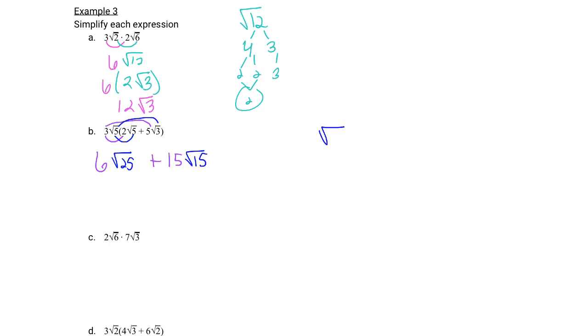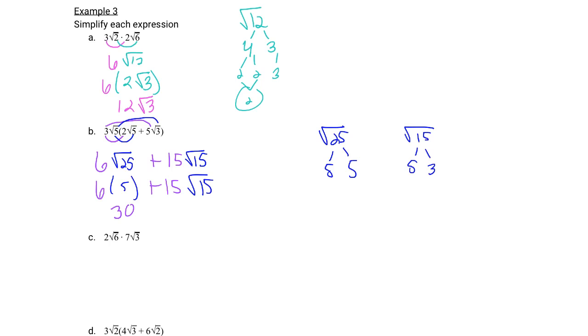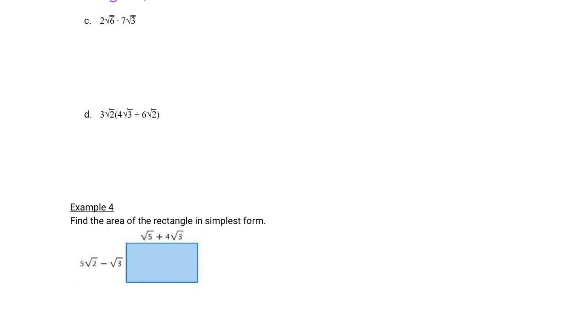So now if we simplify the square root of 25, we can see the perfect square. So we've got 6 times 5. And then plus 15, can we simplify the square root of 15? 5 and 3, we cannot. That's as good as it gets. So we simplify and get 30 plus 15 square root of 15. All right, try part C all on your own.